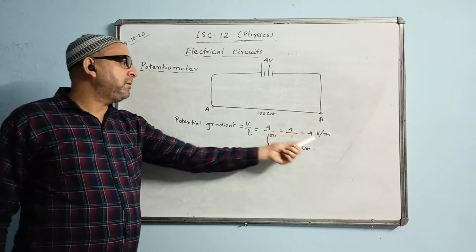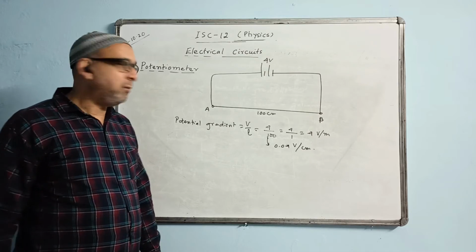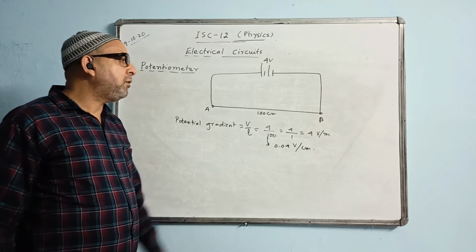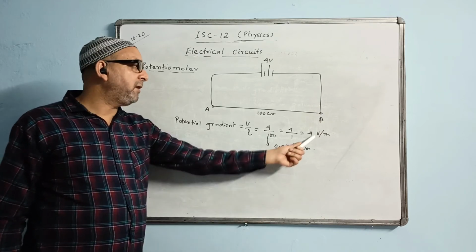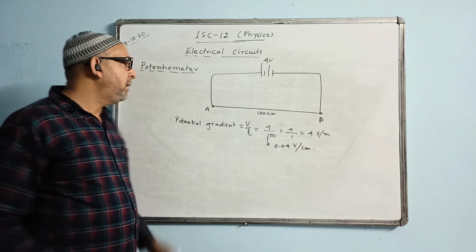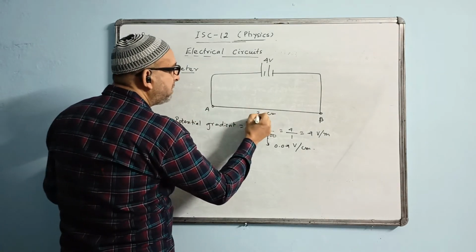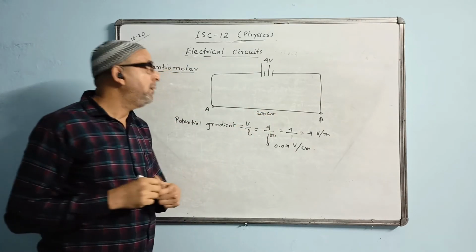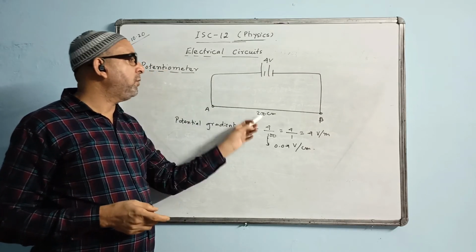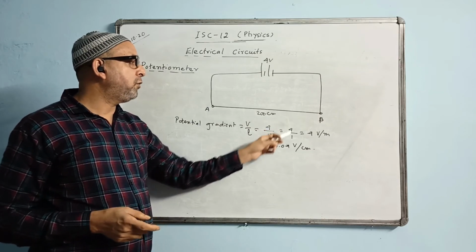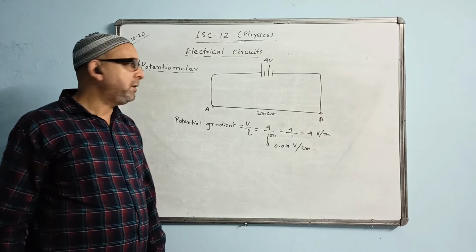So you can express it both ways. This is the SI unit and this is another form. But if the question specifically asks you to give your answer in SI unit, then you give 4 volt per meter. Similarly, if the length of the wire is 200 centimeter instead of 100 centimeter, what is the potential gradient of the wire? Then we do 4 upon 200, that is 4 upon 2. The answer will come 2 volt per meter. So that is how we calculate.